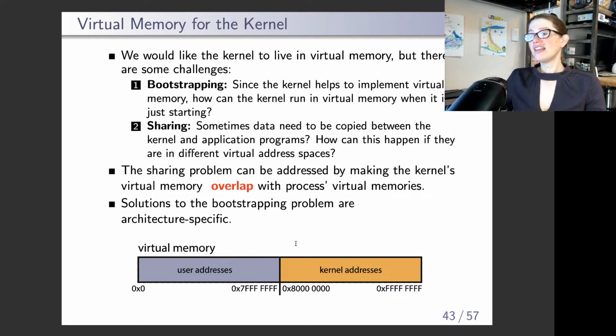So the interesting thing now is that because the virtual addresses for the user process and the virtual addresses for the kernel no longer overlap, it becomes easier to share data because we can take data from the user process, put it into the kernel, and then from the kernel back into a user process. So that's kind of neat.